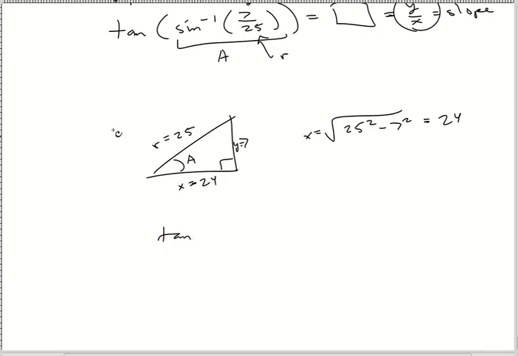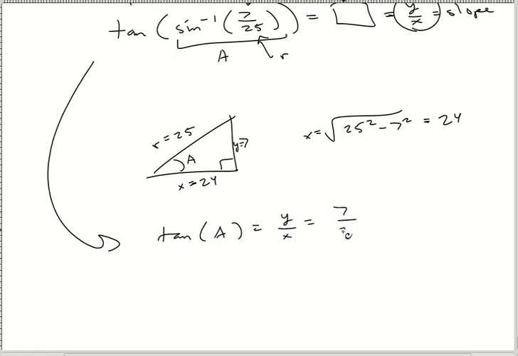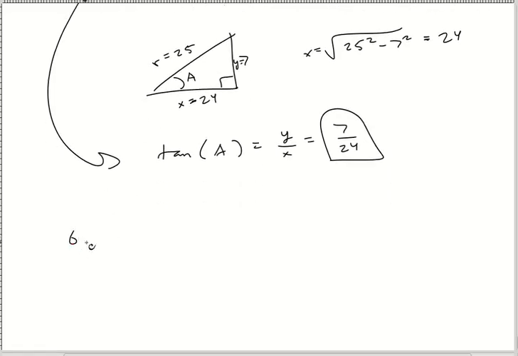Well, what was my final answer supposed to be? It was tangent A. Tangent is y over x. Man, I just can't make it any more sloppy than what I have right there. Okay, there we go. Well, that would be 7 over 24. And, well, we're done. That was it. Keep cruising.